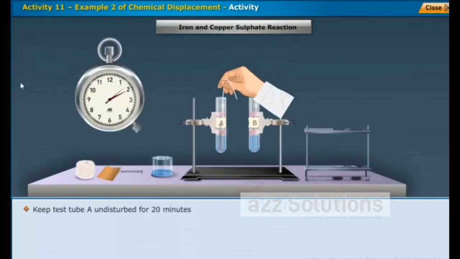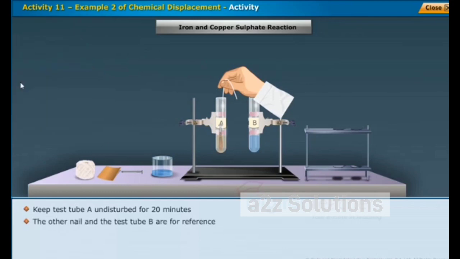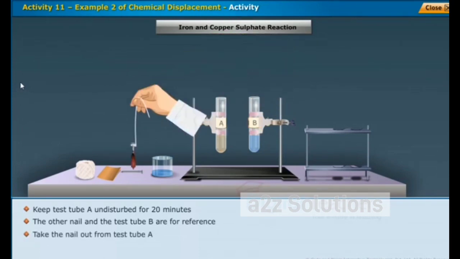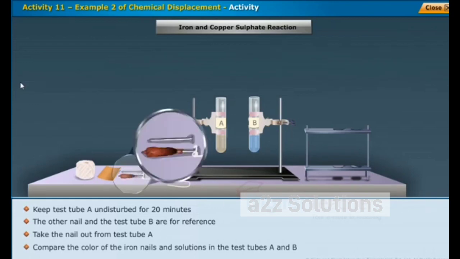Keep test tube A undisturbed for 20 minutes. The other nail and the test tube B are for reference. Take the nail out from the test tube A. Compare the color of the iron nails and solutions in the test tubes A and B.